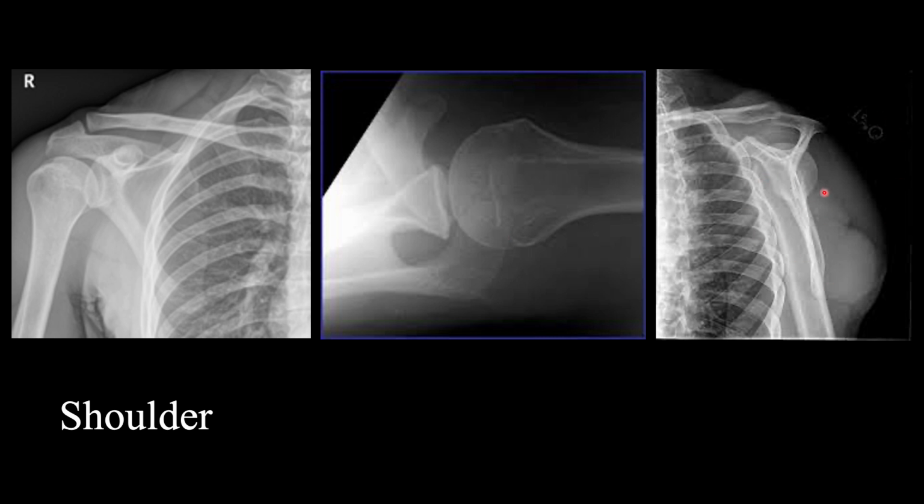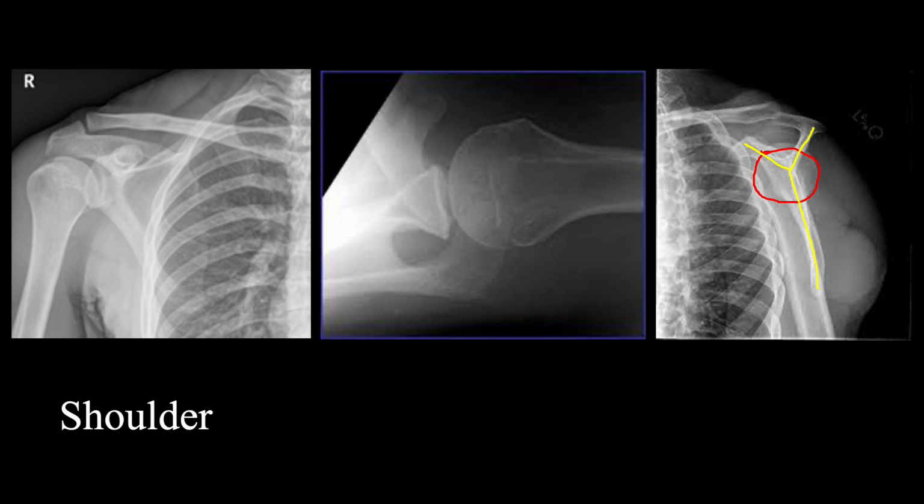So then here on the scapular Y view, you want to make sure that the head of the humerus completely covers the center of the Y. So what that means, if you have the humerus here, it's the head of the humerus, and then you have the Y of the scapula.